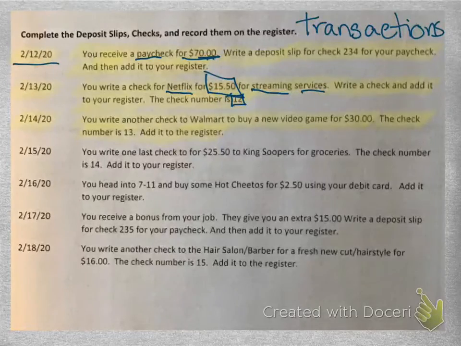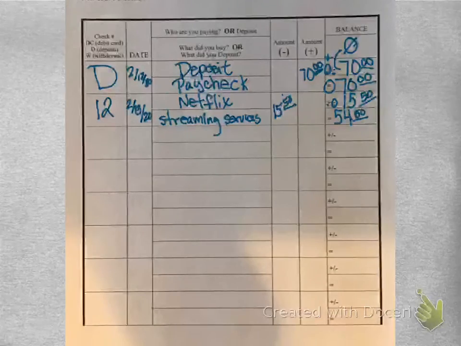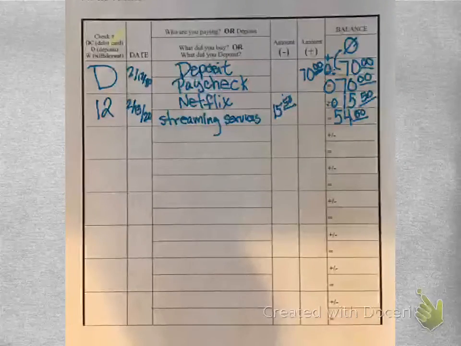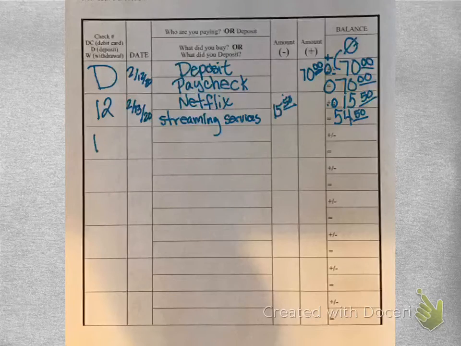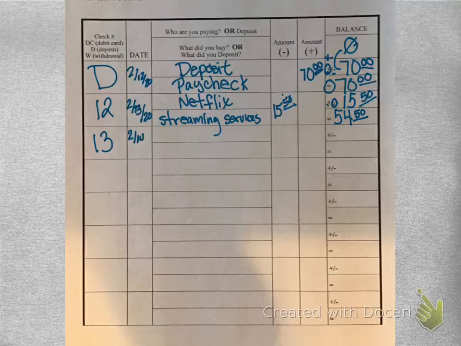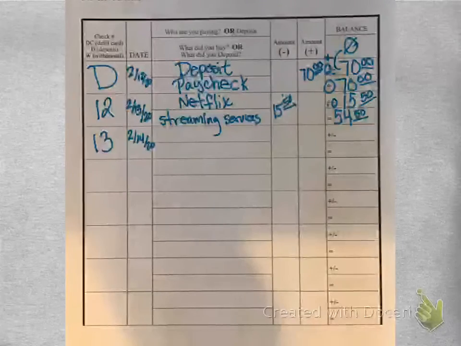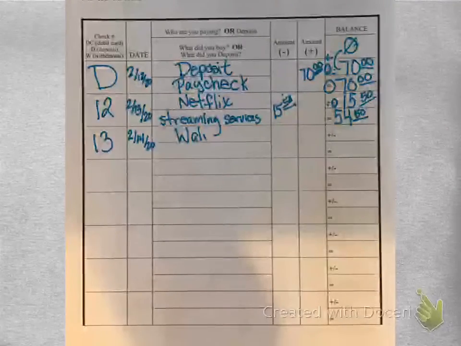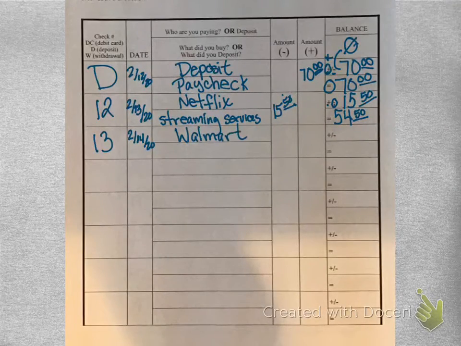Okay, I'm going to go back to my register. I'm going to do another check number. Remember this check number. Oops, I got to switch to pen here. My check number is 13. So I'm going to write 13 here. This was on the 14th of February. There we go. And I wrote this check to who? This was to Walmart. And why did I write that check? I bought a video game.